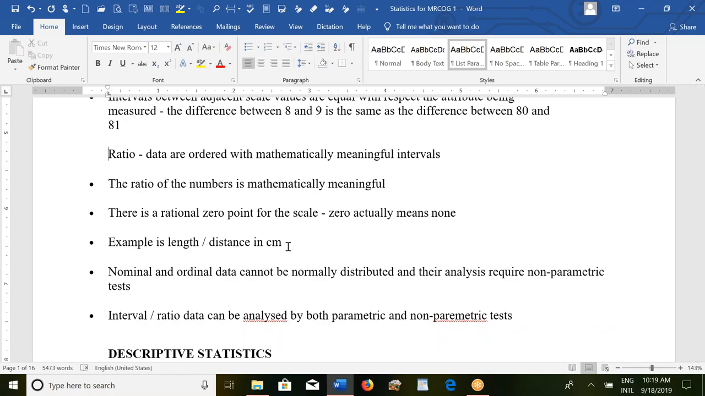So what is your reference point? 0. You will start from 0 and you will go to maybe 100, so that will be the width of the table. So there is always a 0 scale.